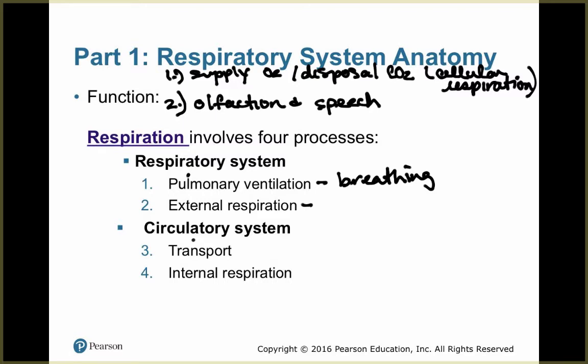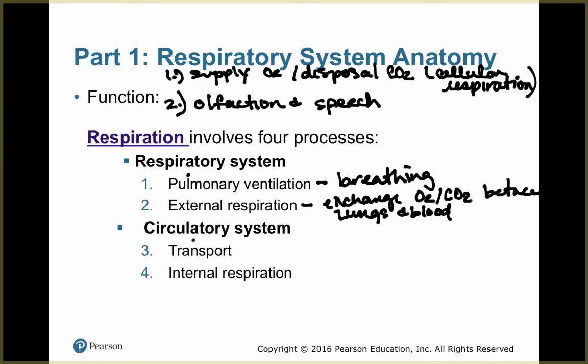External respiration has to do with the exchange of oxygen and CO2 between the lungs and the blood, right? So exchange of oxygen and CO2 between lungs and blood. So those are within the respiratory system.